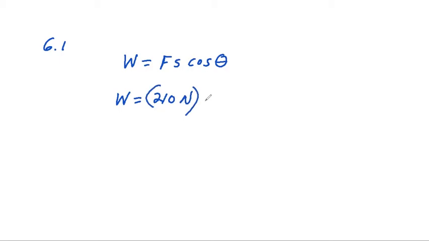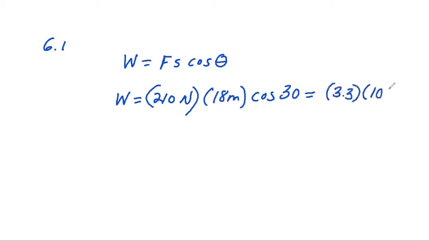All right, part A. From work equals force times distance times cosine theta. So what do we have here? Work equals 210 newtons times 18 meters times cos 30, and that is going to equal 3.3 times 10 to the third joules.